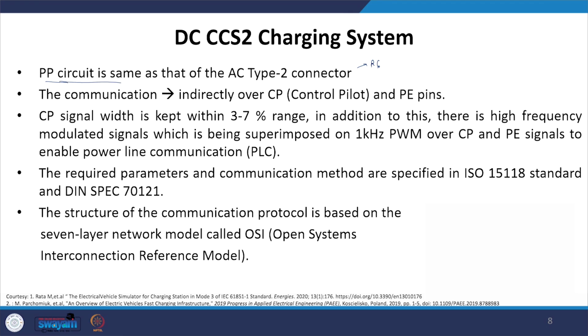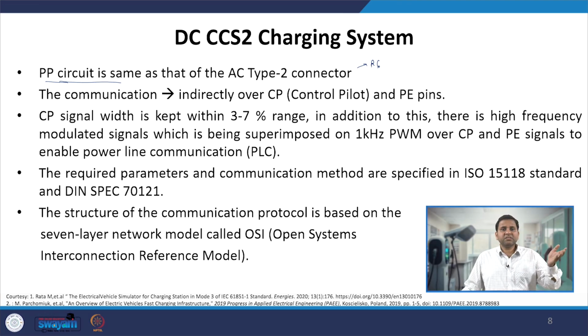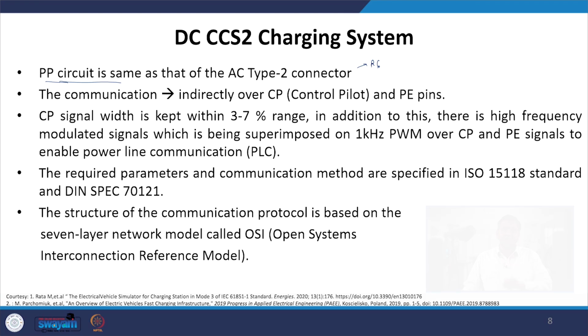Now apart from the PP circuit, we also have the CP pin where the communication is taking place. In case of AC type 2 charging, we know that we have a 1 kilohertz PWM employed over the CP and PE line, and since in the AC charging system our power conversion is taking place inside the vehicle itself, the status of the battery pack like the SOC, voltage, current, temperature will be sent by the BMS to the local power conversion unit controller.